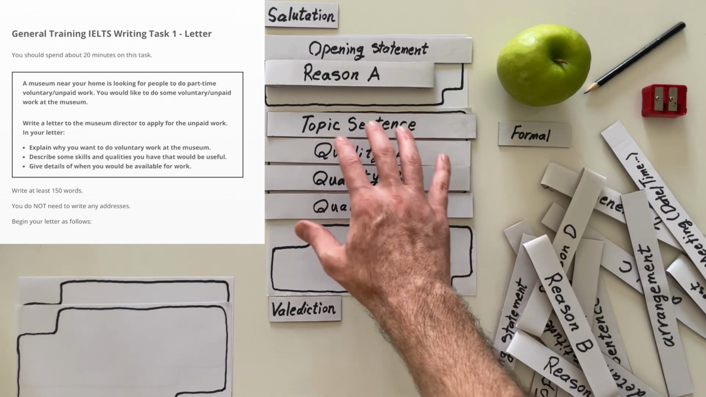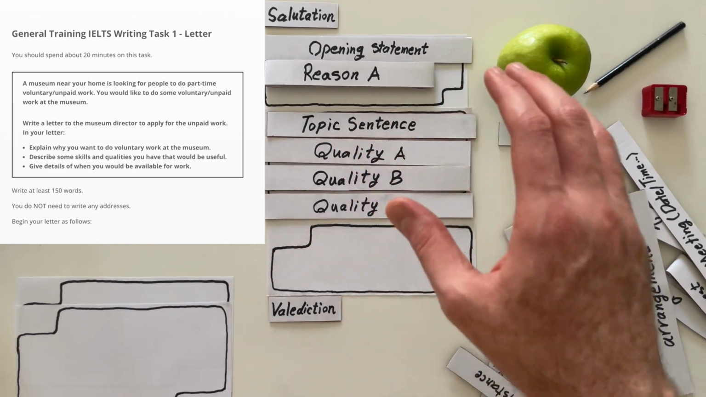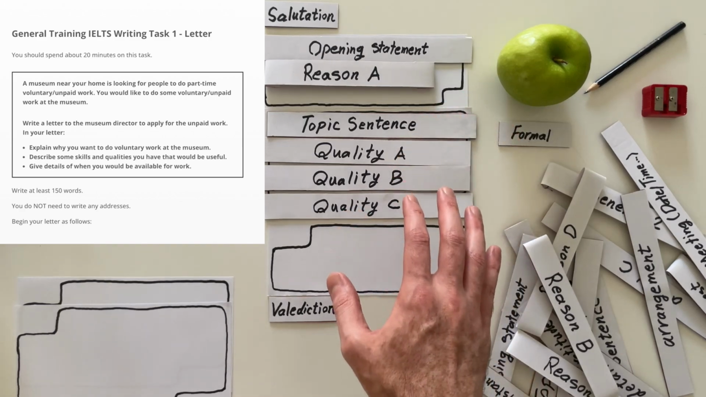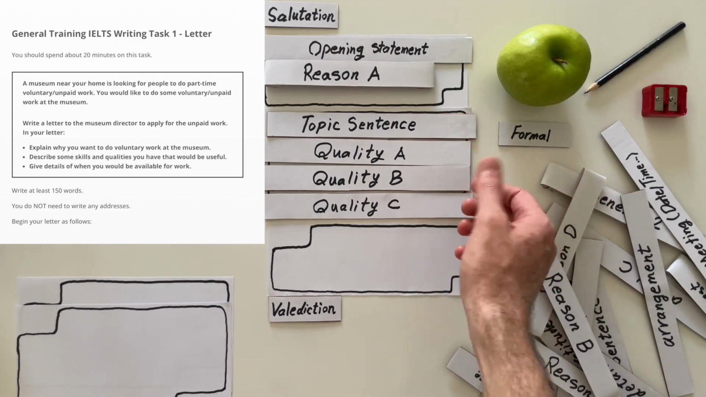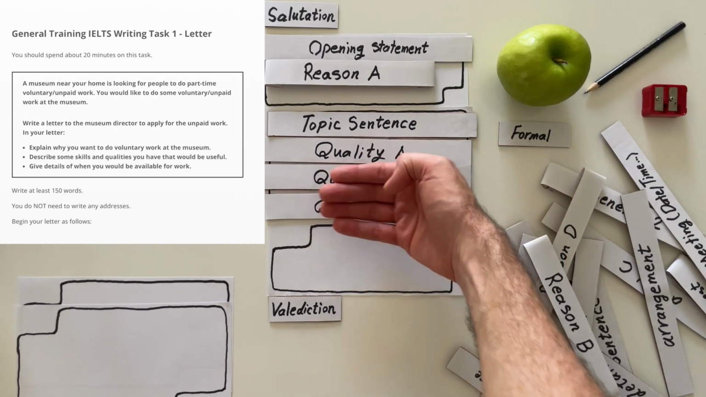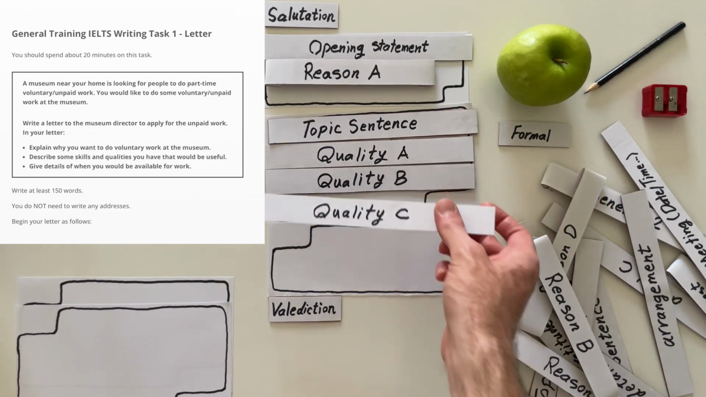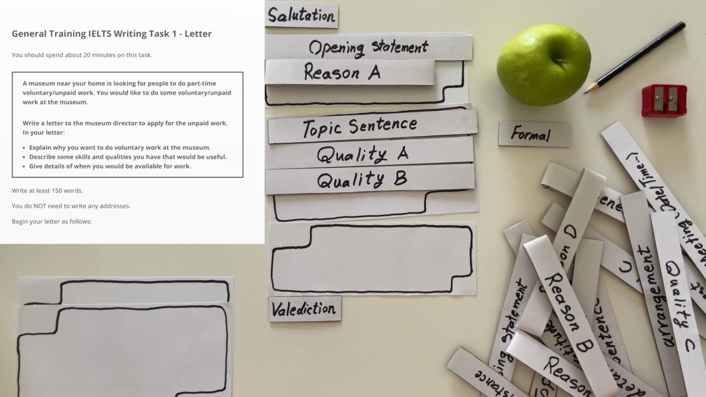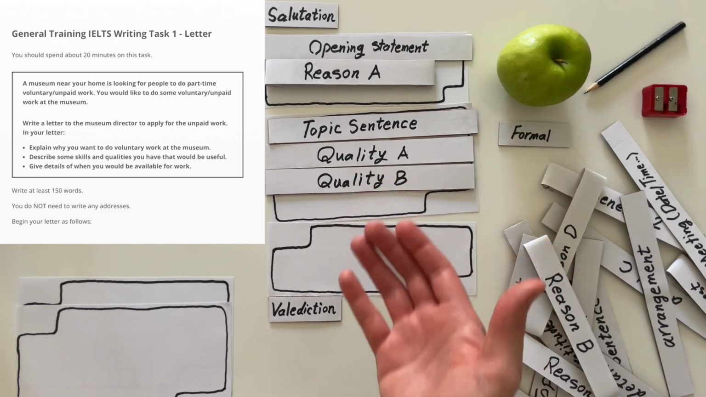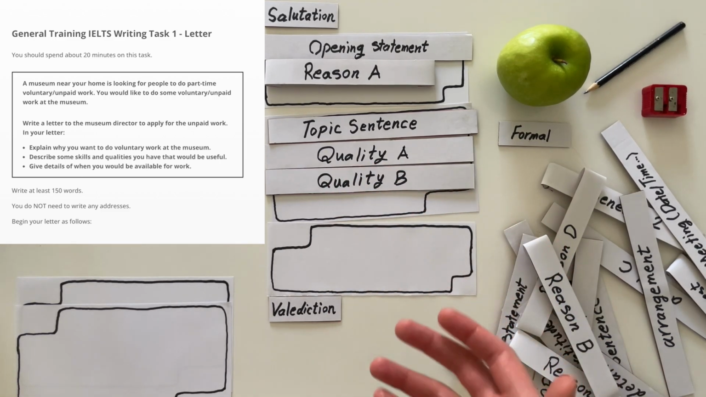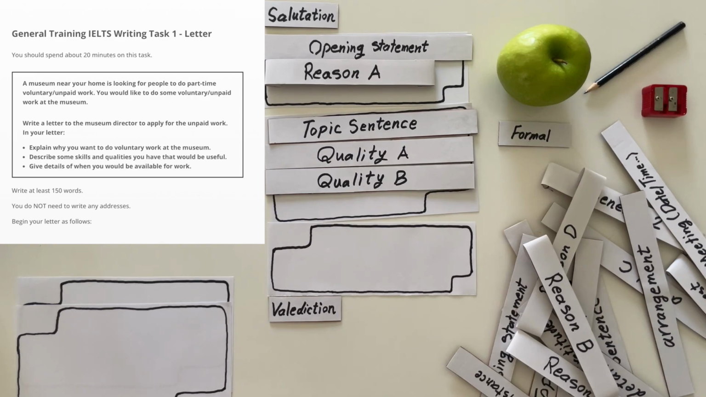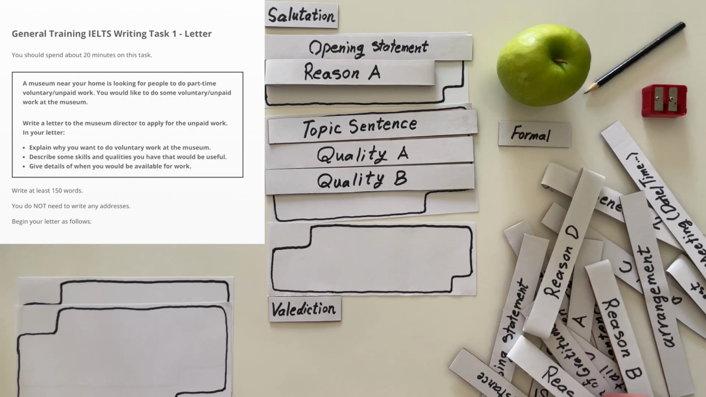But this is the body that you need to work on. Your contribution to the museum is important. My suggestion, you can still go ahead with one, but my suggestion is at least two, just to show your willingness, your commitment, and your desire to actually contribute. And finally, give details of when you would be available to work. That is going to be your closing statement.